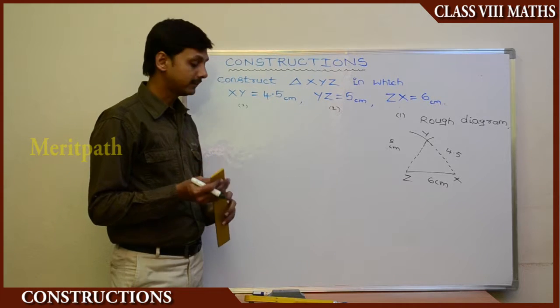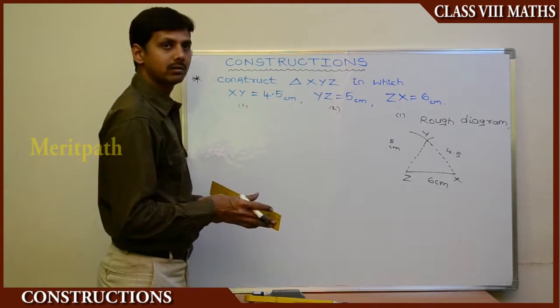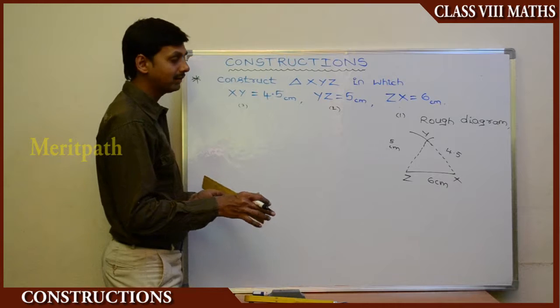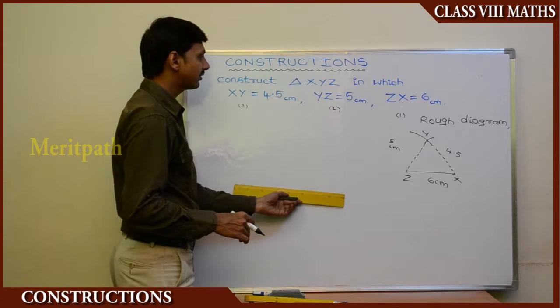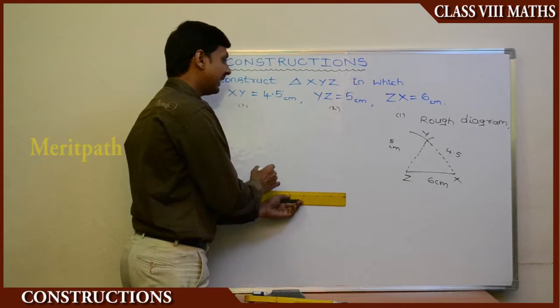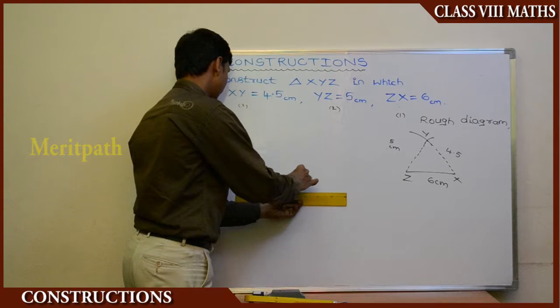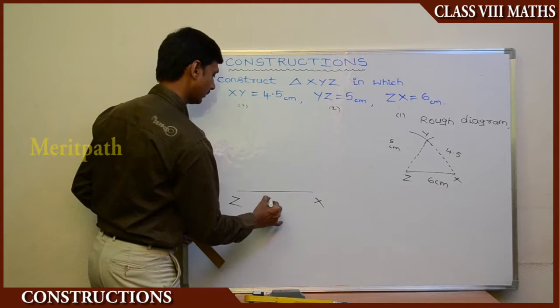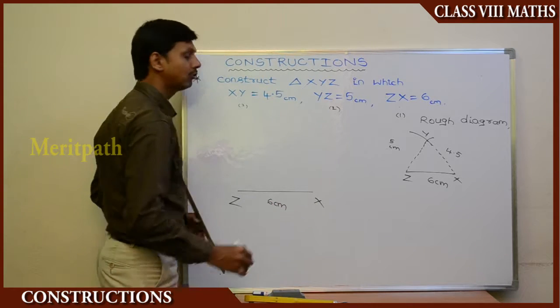So let's construct the main diagram, the actual diagram. That is, ZX we construct first. ZX is 6 centimeters. ZX, 6 centimeters, we have drawn.